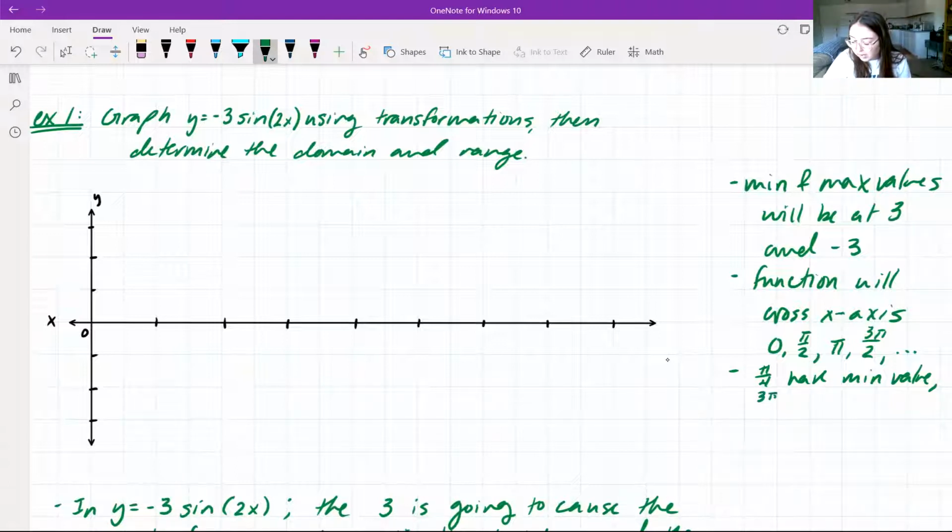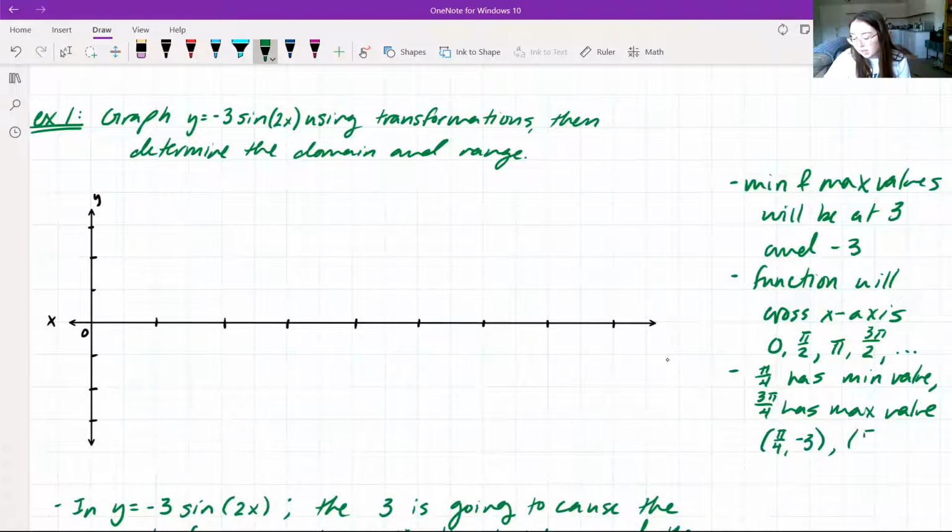So then 3 pi over 4 has max value, which just means that we have the points here of pi over 4, -3, and 3 pi over 4, +3. So all right, let's go ahead and plot these points.